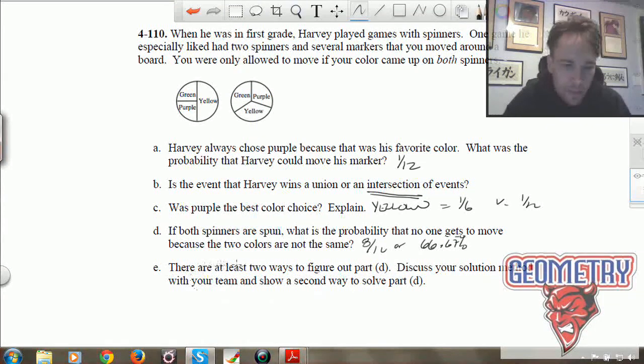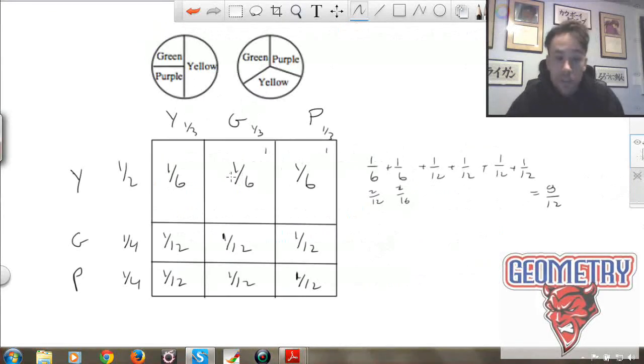Part E says there are at least 2 ways to figure out part D. Discuss your solution method. Okay, well I figured it out by looking at all of the instances where the colors were different and adding them up. The second way would be to look at the instances where the colors are the same, 1/6 plus 1/12 plus 1/12, so yellow-yellow, green-green, purple-purple. If we add those together, once again, that's 2/12, so 2, 3, 4, that's 4/12, which is 1/3.